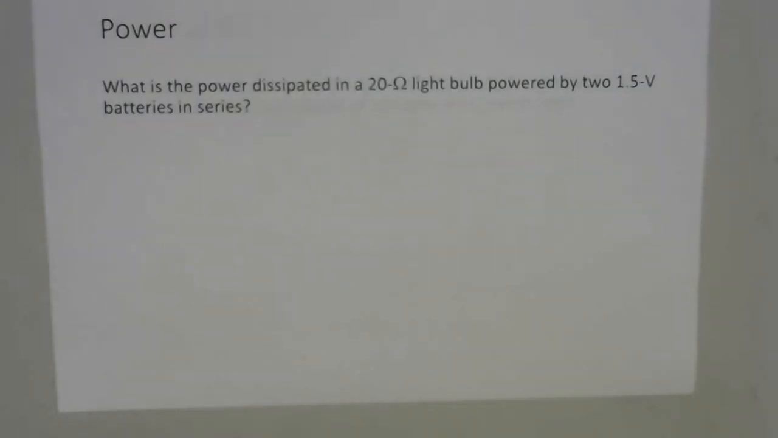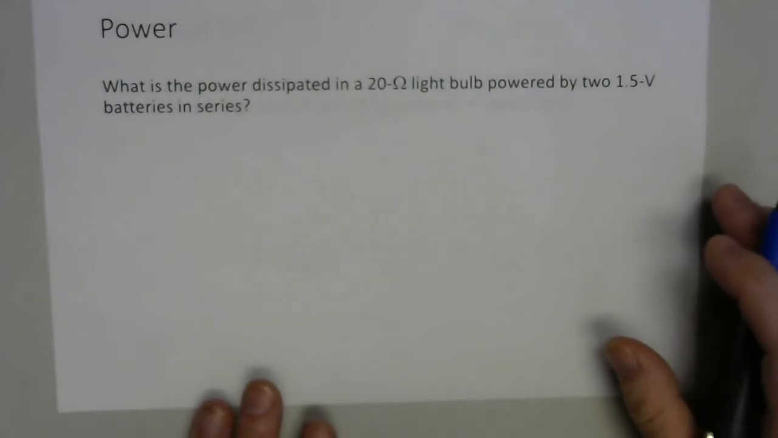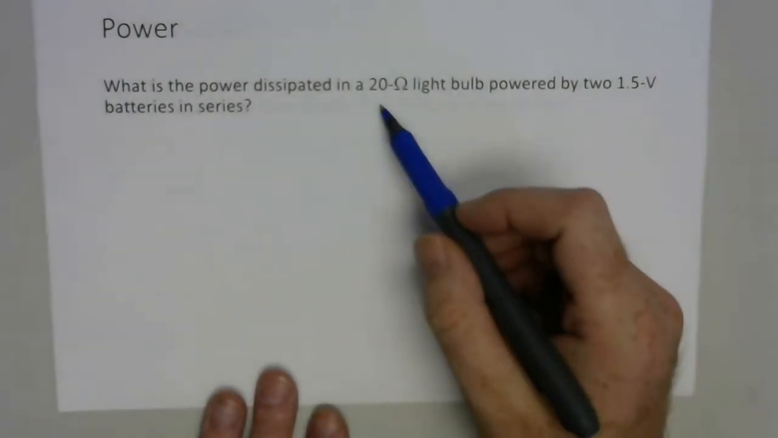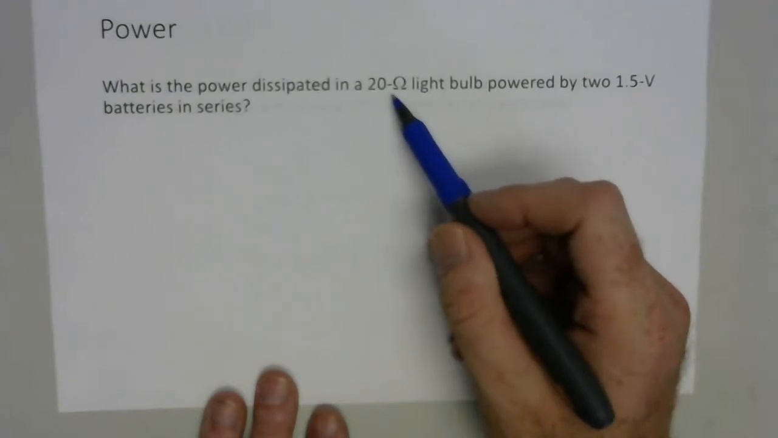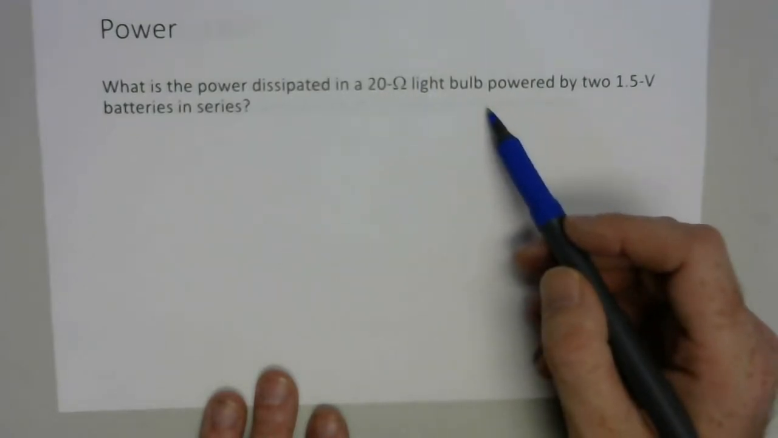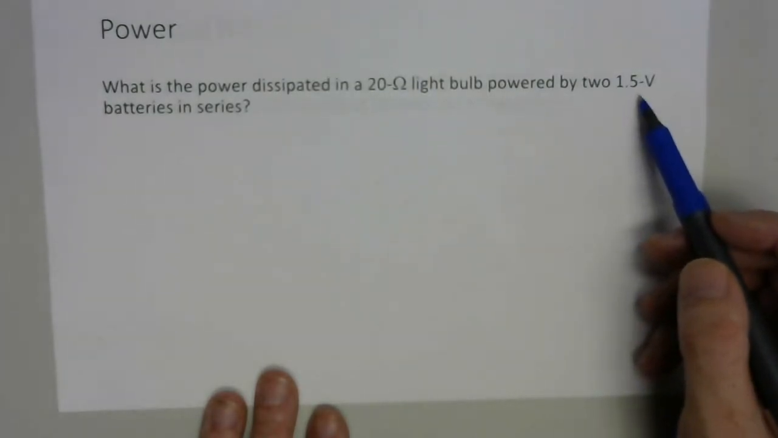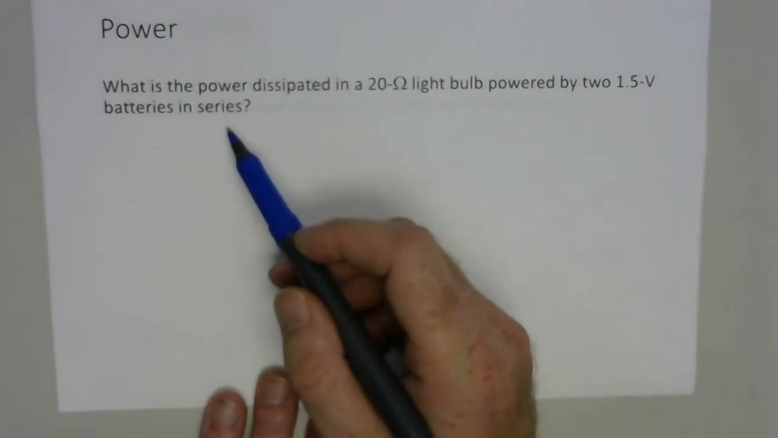Okay, this is a brief tutorial on power and electricity. So we want to look at the power dissipated, that is how much you lose across the 20 ohm light bulb powered by two 1.5 volt batteries in series.